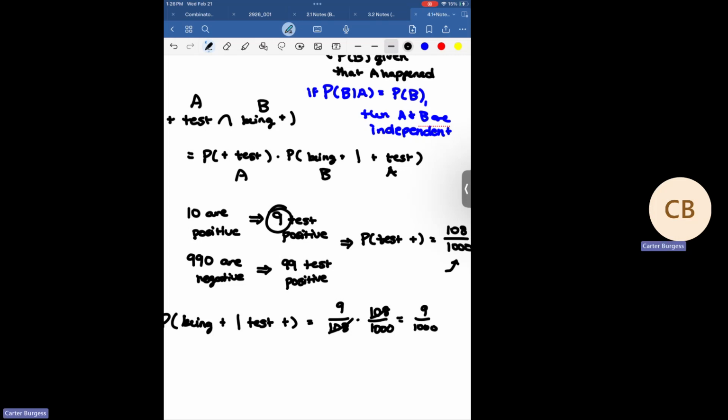I just thought that was kind of a cool result and a very surprising one. But I also wanted to highlight the way that we do the conditional probabilities here. All right, questions with our bell work here?